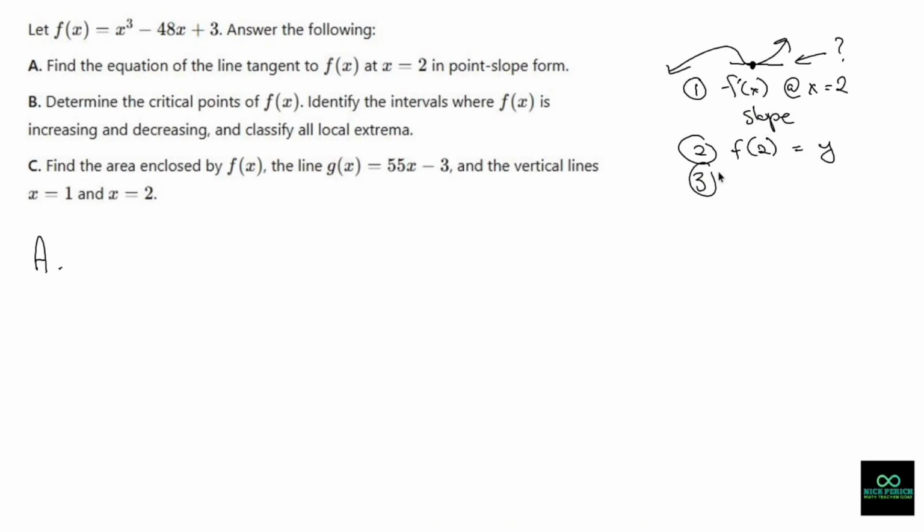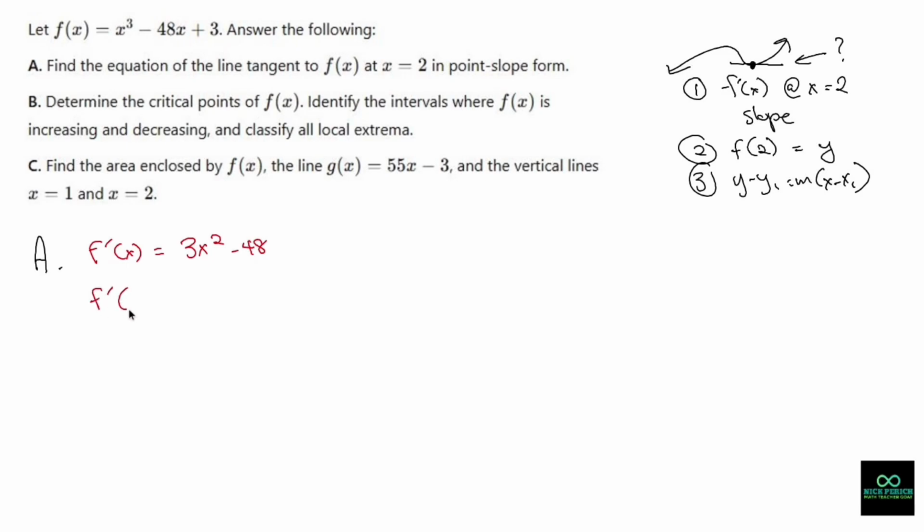Once we have that, we write out our point slope form, which is y minus y sub 1 equals m times the quantity x minus x sub 1. All right? So those are our 3 steps. So let's take the derivative, plug in 2, and that will give us our slope. So this is just power rule. So f prime of x is going to be the derivative of x cubed, which is 3x squared, minus the derivative of 48x, which is minus 48, plus the derivative of 3, which is nothing.